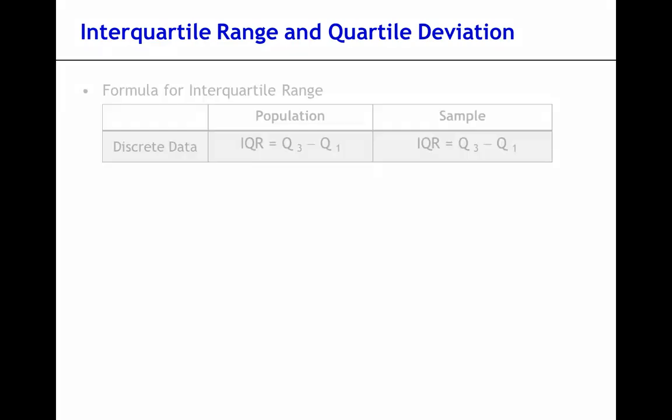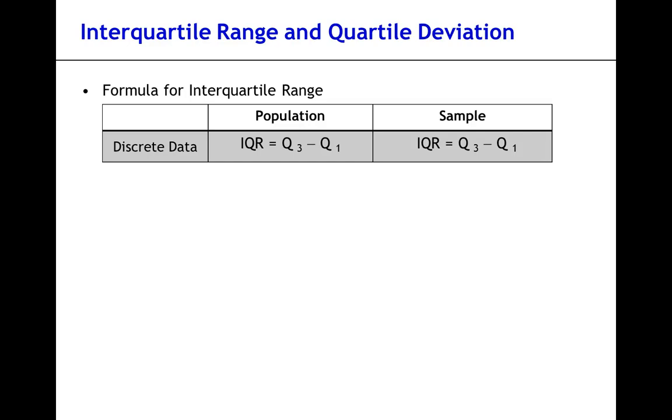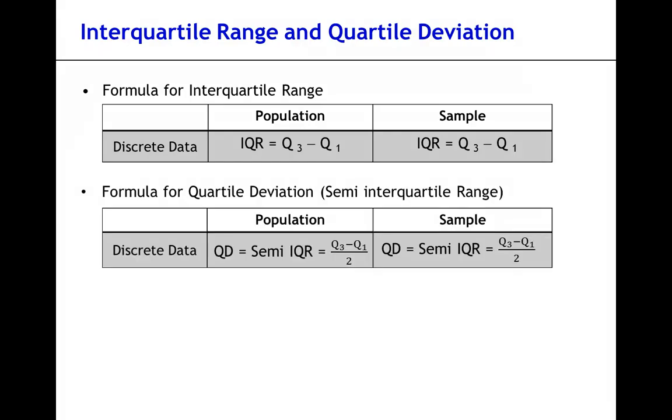The reason for learning about quartiles is so that we can use them for these two descriptors. The interquartile range, or IQR, is the difference between Q sub 3 and Q sub 1. The quartile deviation, or semi-quartile range, simply means to take the interquartile range and divide it by 2. Regardless of whether it is a population or a sample, the formula remains unchanged.